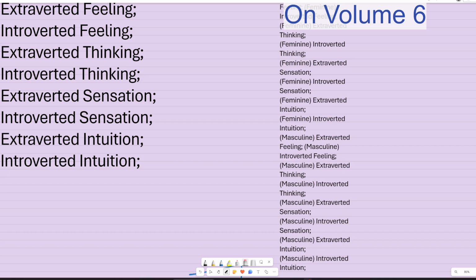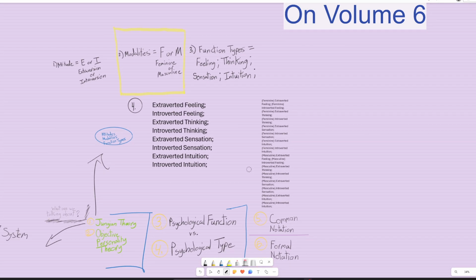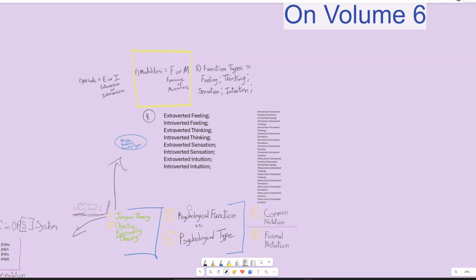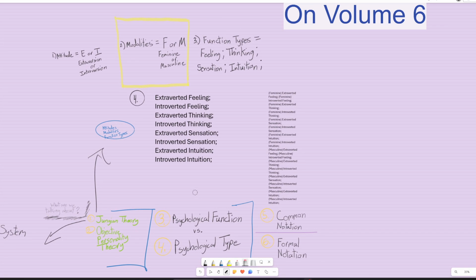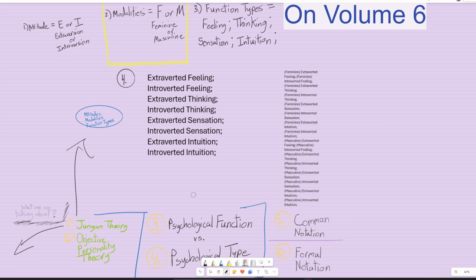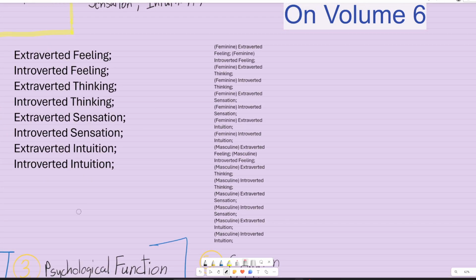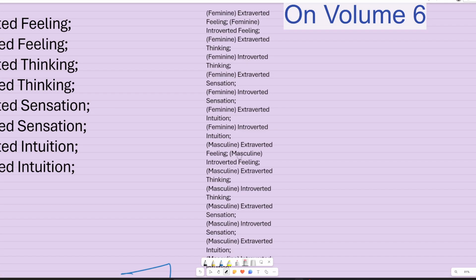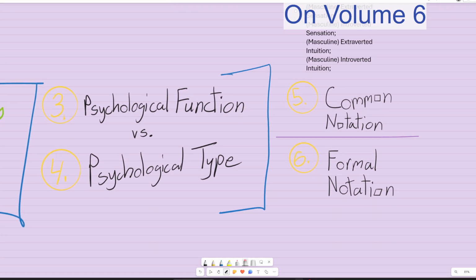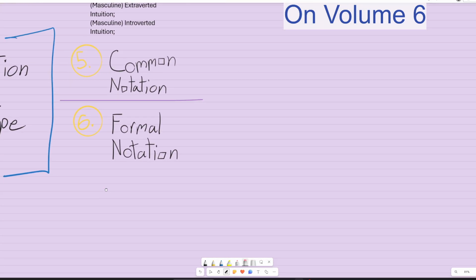Okay, so in the last few minutes, we can zoom out and get a look at what I was writing about in terms of Jungian theory. We had attitudes plus function types, and then we included the modalities, right? So this is where you get into theory, structure, and application / practice. Here, let's write it out.